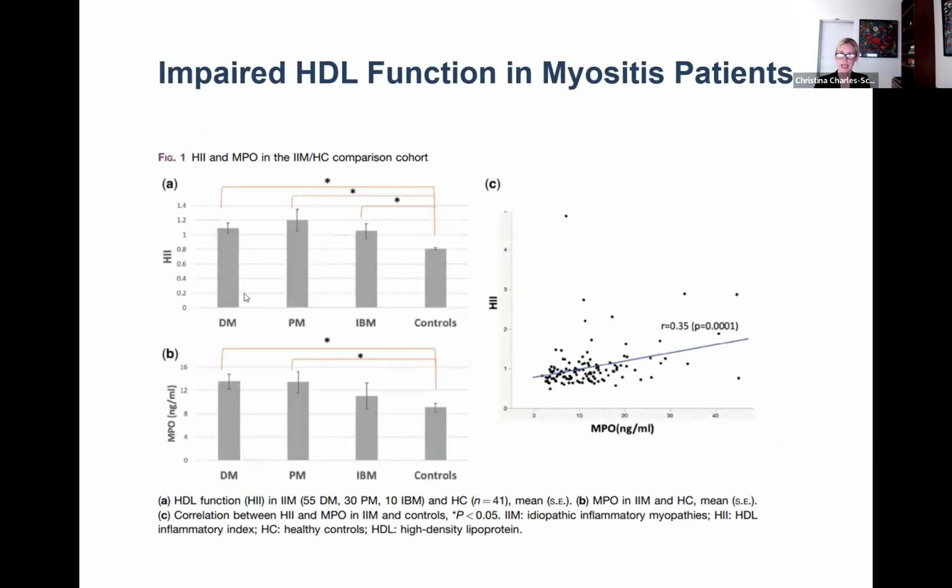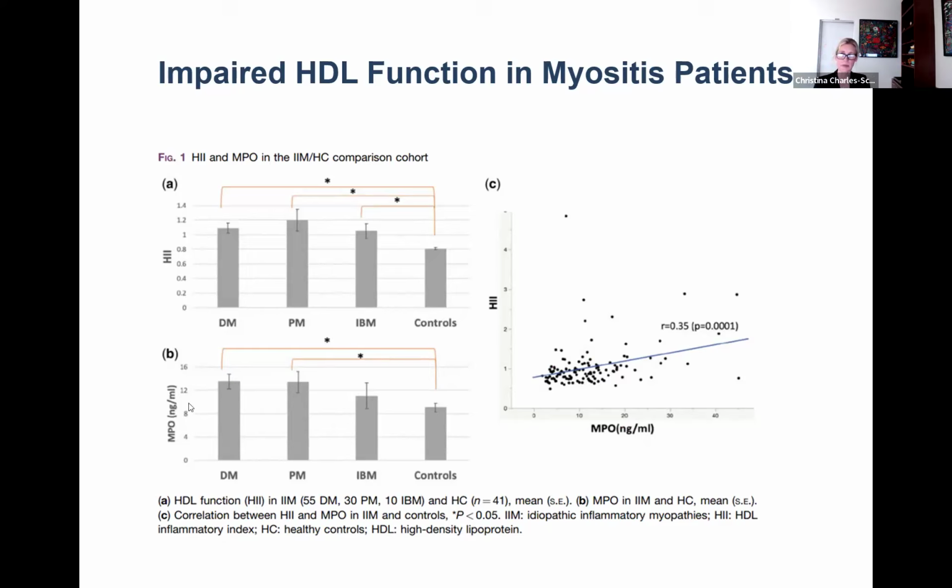Okay, this is just some data. DM patients, PM patients, and IBM patients here in the top panel. This is looking at the HDL inflammatory index on the y-axis. So how inflammatory is your HDL? So higher is worse, right? It's causing more inflammation rather than protecting against inflammation. And as you can see in all of the myopathies, there's more dysfunctional HDL. That index is higher compared to healthy controls.